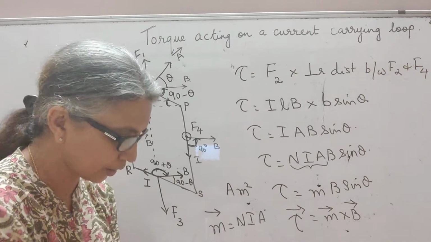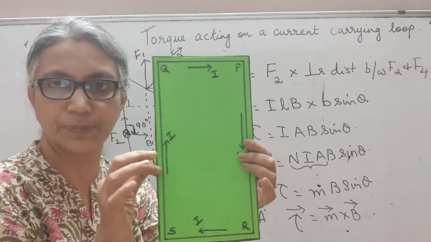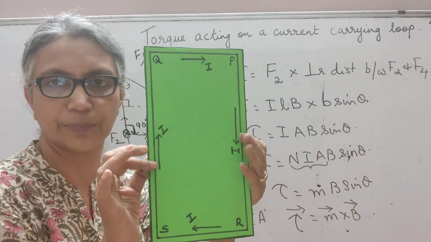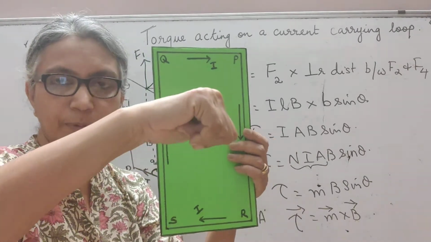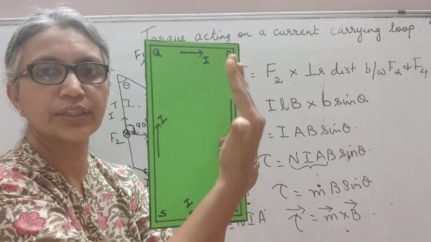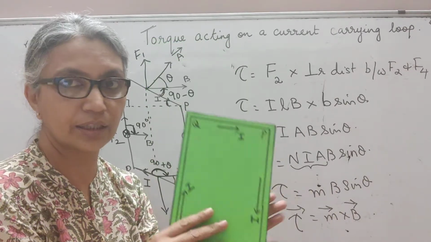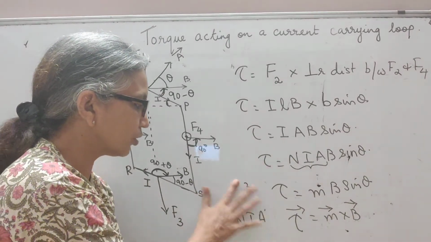area vector, which means if you have a coil like this, the area vector is always perpendicular to the coil. That means magnetic dipole is always perpendicular to the coil. If it is carrying clockwise direction current, like in this case, it will be perpendicular and inward. If it is carrying anti-clockwise current, then it will be perpendicular and outward. This is the direction of the magnetic dipole moment. Its unit is ampere meter square.